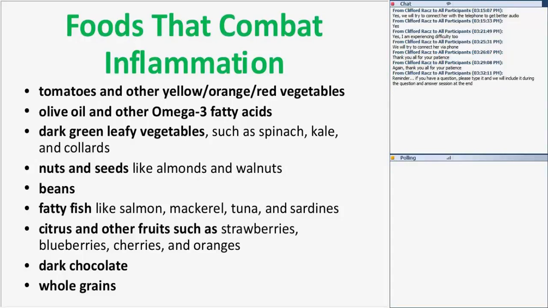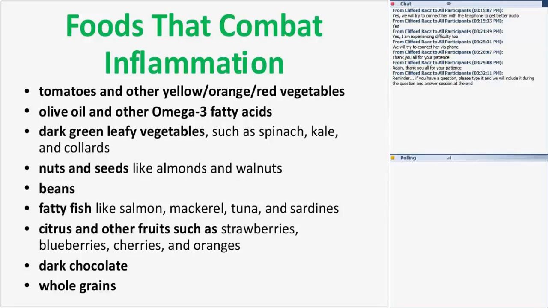And then again, touching back on the whole grains, we're certainly not saying you need to cut all carbohydrates out of your diet. Some people do follow a gluten-free diet, and that is something that you can certainly talk with your nutritionist or your doctor or your healthcare provider or your rheumatologist about cutting gluten out of your diet.